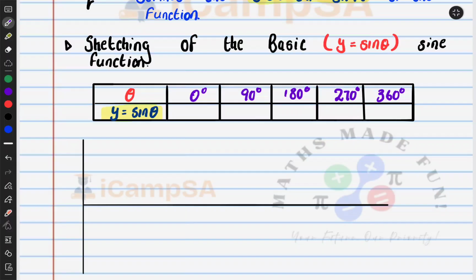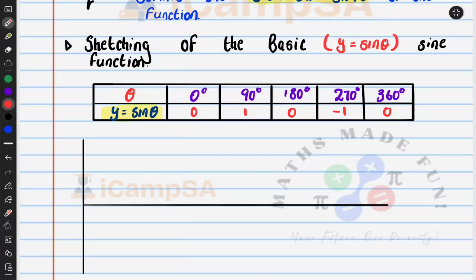So you always set it to degrees. Where theta is 0, y is also 0. At 90 degrees, y is 1. At 180 degrees, it's 0 again. At 270, it's -1. At 360, it is 0. So those are the values.